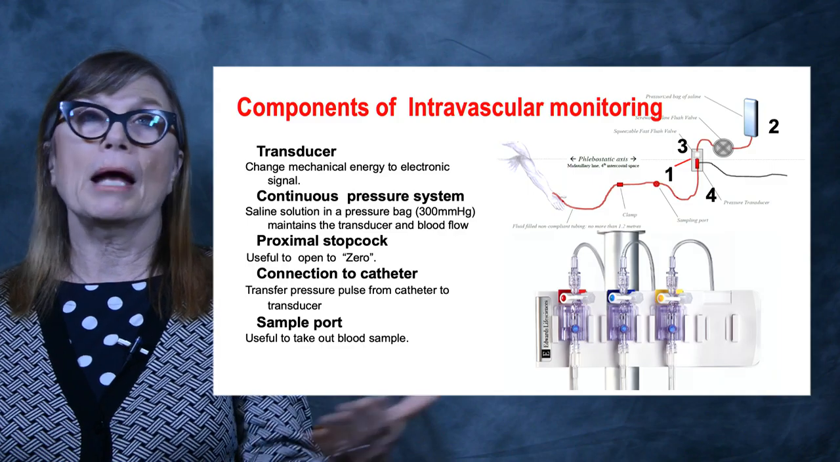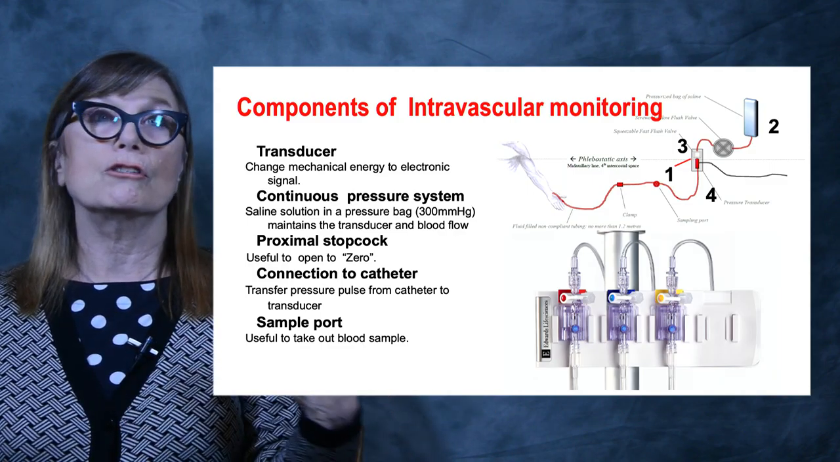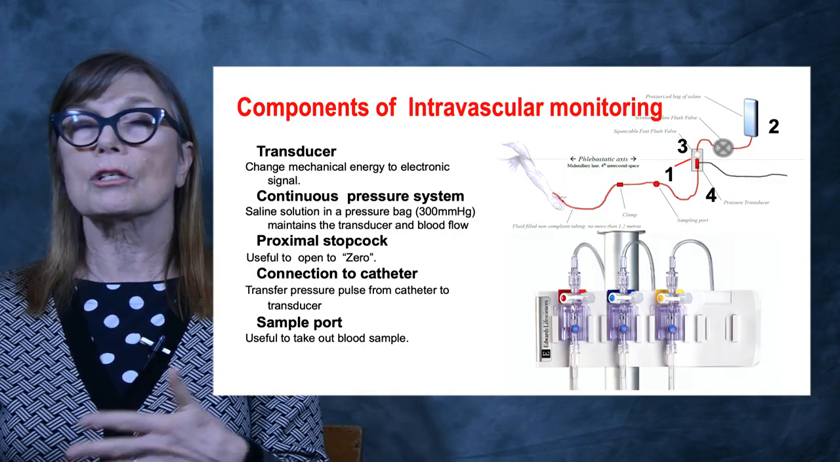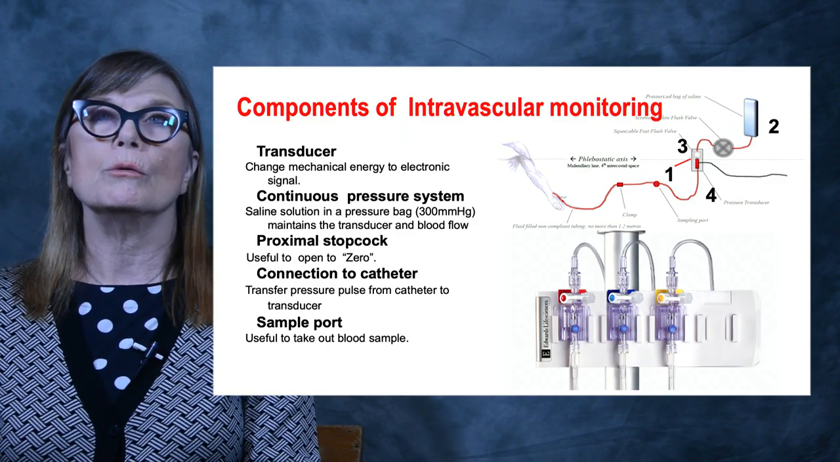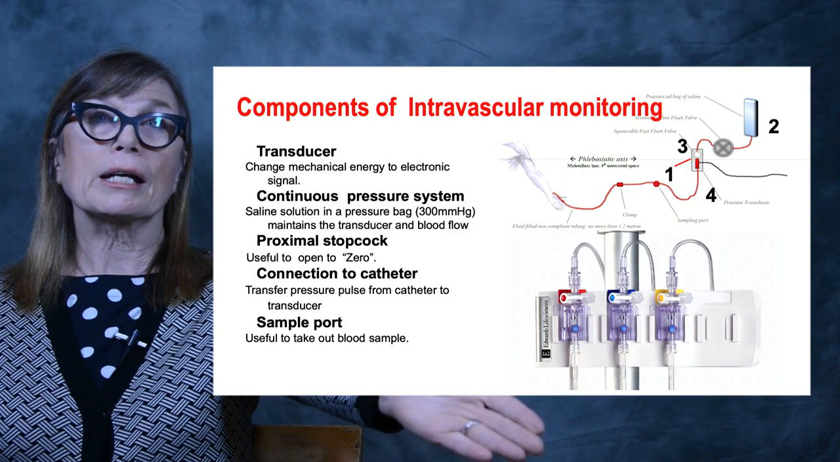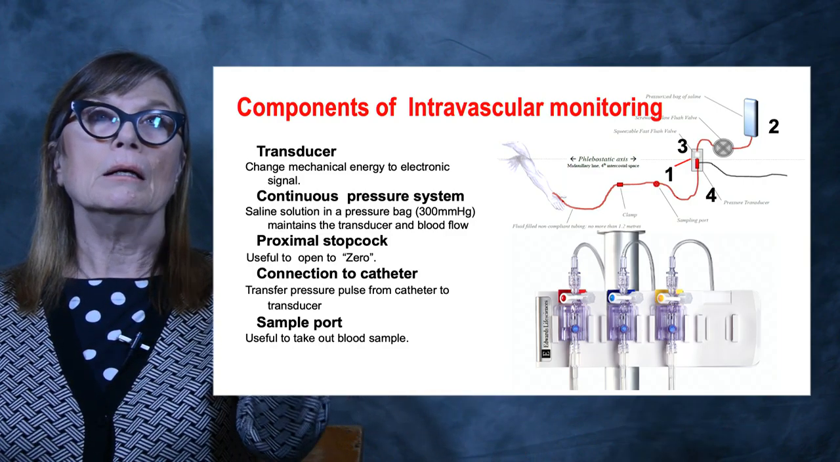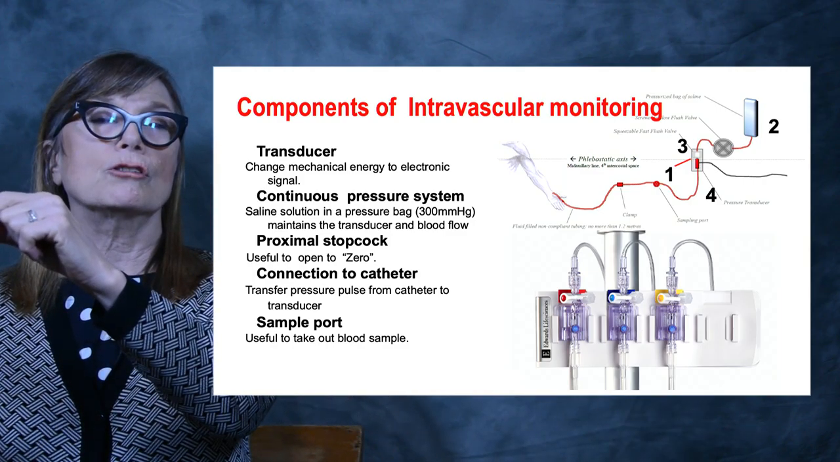Proximal stopcock, a connection to the catheter via the pressure tubing and a stopcock, and a sampling port. And depending on whether it's your venous catheter or your arterial catheter will determine the sampling port that you will use. So from patient catheter, pressure tubing, stopcock, transducer.